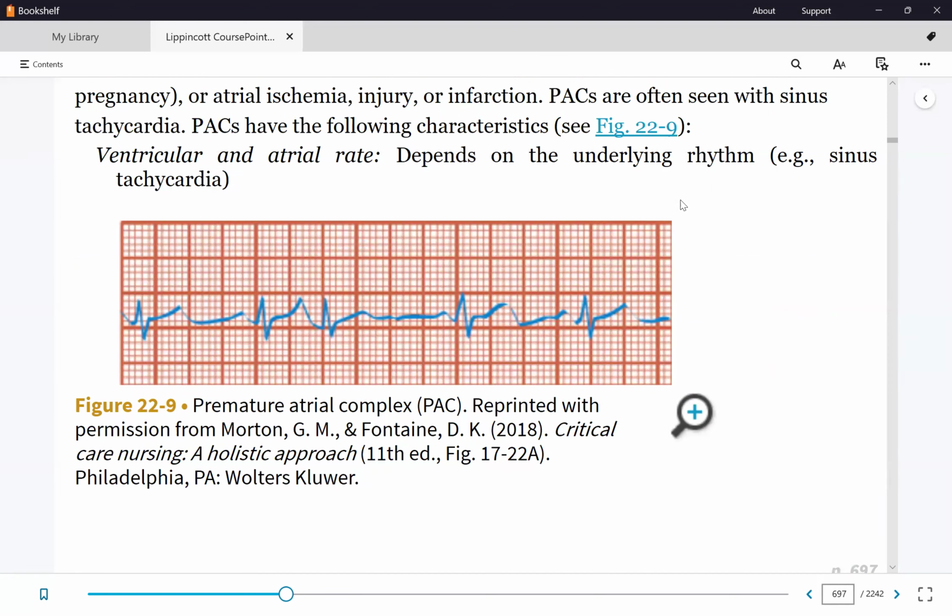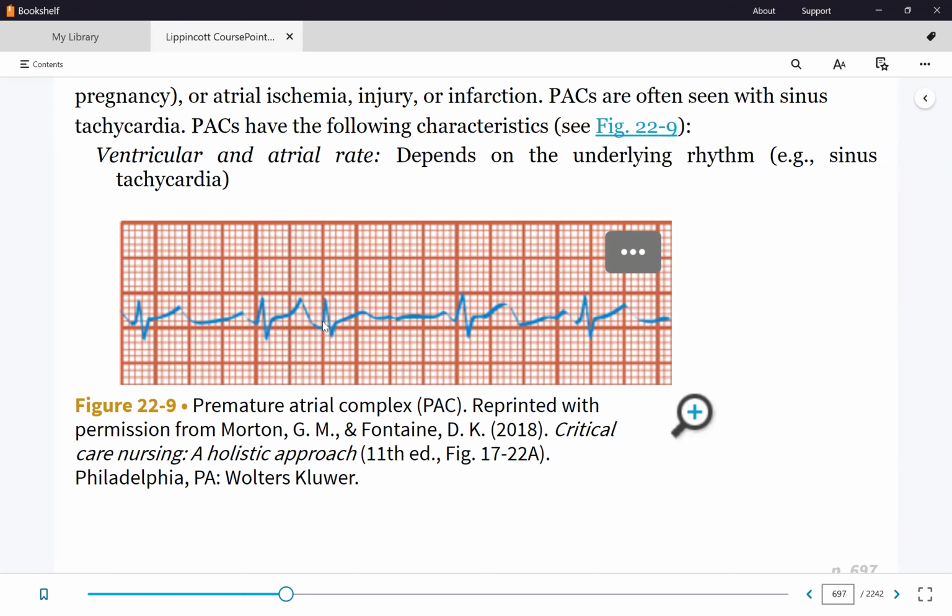Now, a PAC is always followed by a pause. If you look at the middle of figure 22-9, if you cut a piece of paper and measure from P wave to P wave, it's supposed to be regular. P wave number 1 is not really visible because it's cut off by the strip. But the third P and the fourth P are regular. Then the next P occurred too soon and has a different interval.